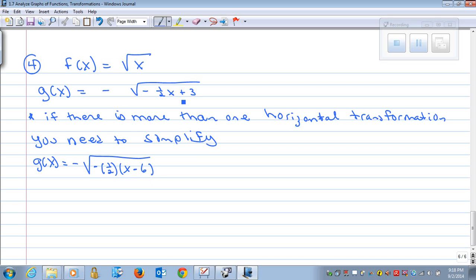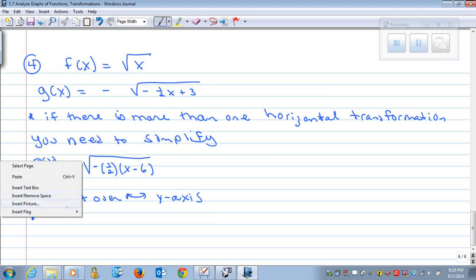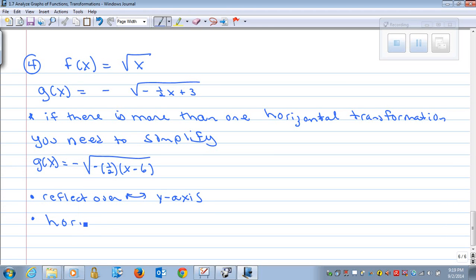Now that we've simplified it, we can write our rules of transformation. So the first thing we're going to do is underneath all our horizontal movement. We have that reflection, so we would reflect over, and that's going to be a horizontal reflection, so that's going to be over the y-axis. Then we have the 1/2, which is a stretch or compress because it's opposite of what you think. It will actually be a horizontal stretch of 2.